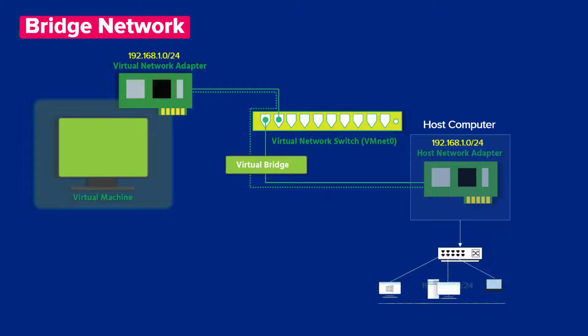So the VM will have access to other machines on the network, and other machines on the network can communicate with this VM as if it were a physical computer on the same network. Bridge networking works with both wired and wireless host network adapters.